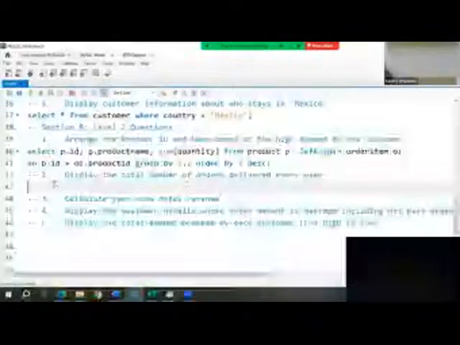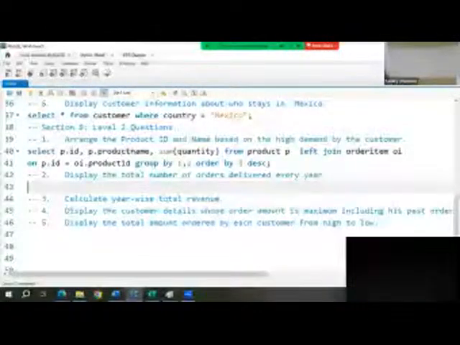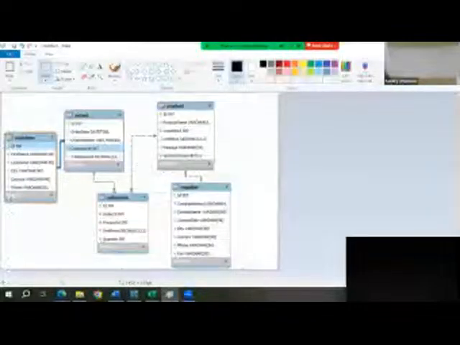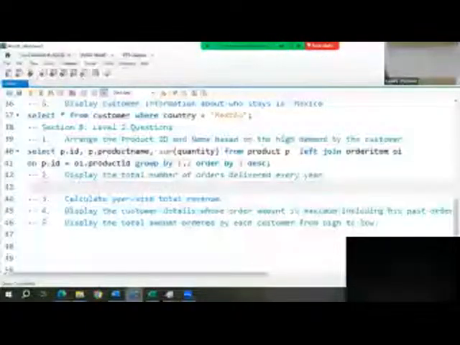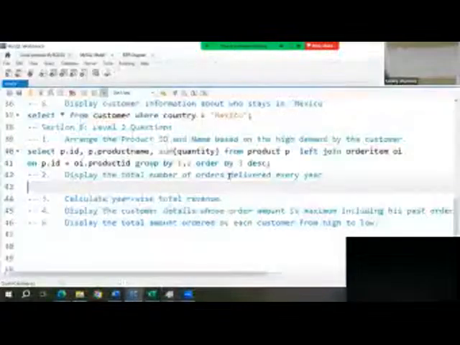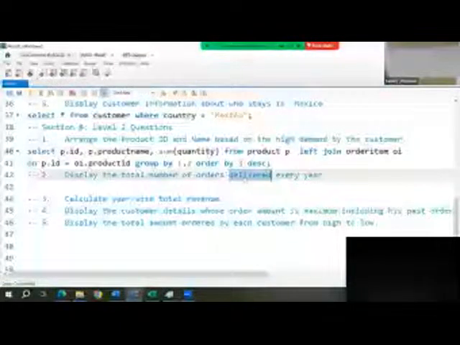Display the total number of orders delivered every year. This is again a very simple question. Paste this. Delivered. What do they mean by delivered? Is there anything showing whether things were delivered or not? Nothing of that sort, right? So I'm just going to assume everything is delivered. I'm just checking if there is anything that answers this question. So I'm just going to get the count of orders by every year. That is all. I'm not going to bother.